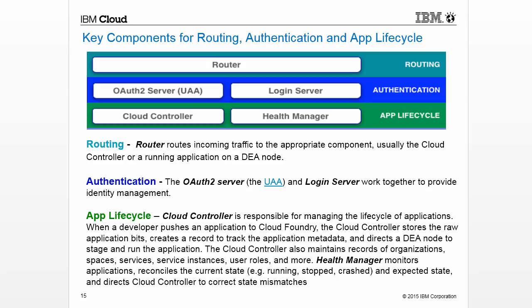For application lifecycle operations, the Cloud Controller is responsible for managing the lifecycle of applications. When a developer pushes an application to Cloud Foundry, the Cloud Controller stores the raw application bits, creates a record to track application metadata, and directs a DEA node to stage and run the application. The Cloud Controller also maintains records of organizations, spaces, services, service instances, user roles, and more.